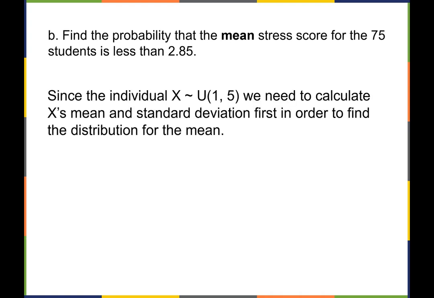Well, to do that, we need to do a little bit of work first, right? The individual's distribution was uniform 1, 5. So we first need to calculate this distribution's mean and standard deviation, and then use that to calculate the mean sampling distribution mean and standard deviation.